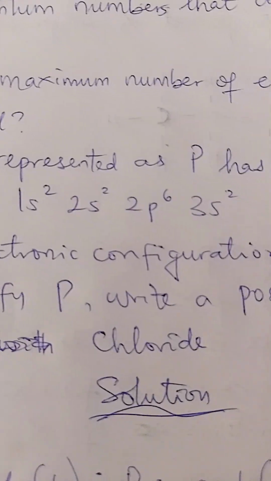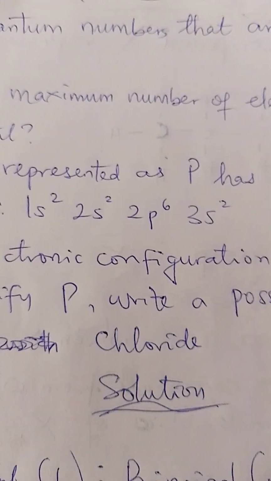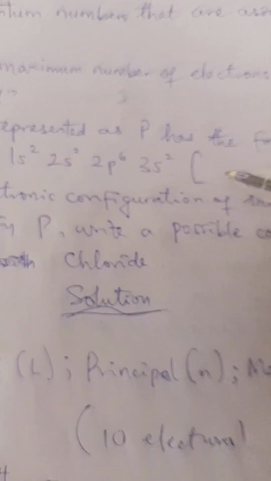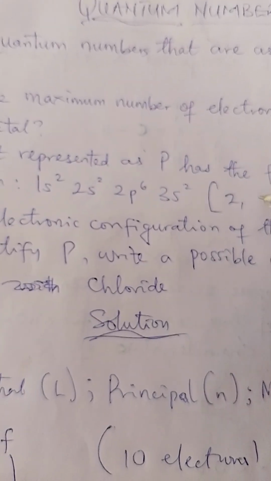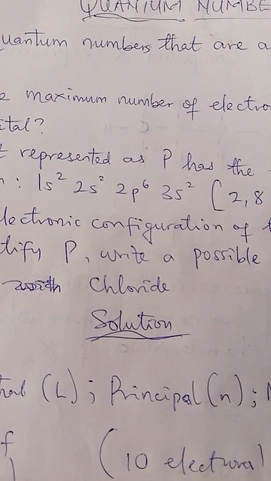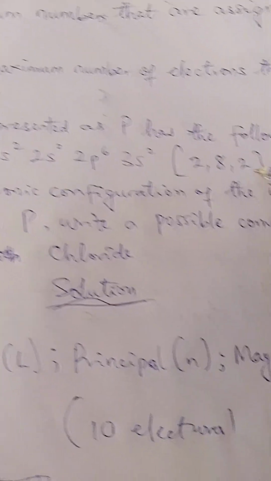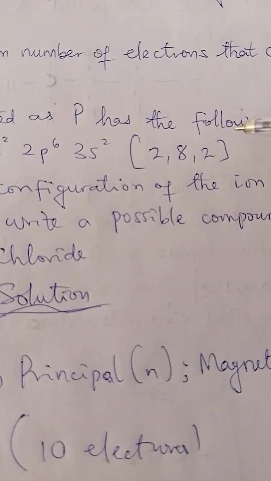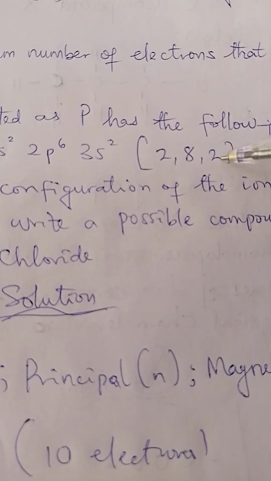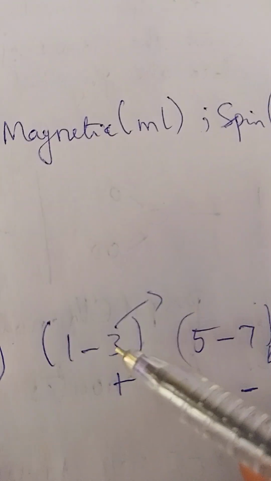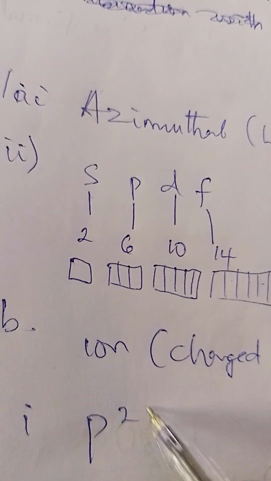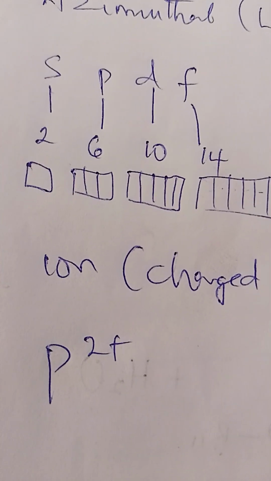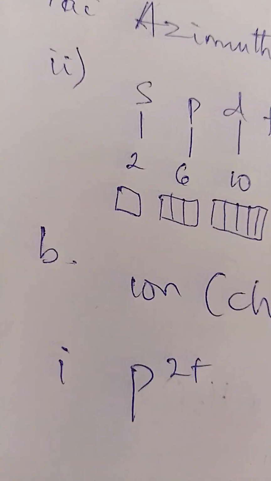So let's see this now. 1s2, 2s2, 2p6, 3s2. If I put this in shells, the first shell will have a maximum of 2 electrons, and the second and above will have 8 electrons, so we have 2, 8, and there will be 2. So there will be 2 electrons at the valence shell. So this valence shell will be readily given out from what I've explained here. So the ion of P will be 2 plus. That means 2 electrons will be given off.